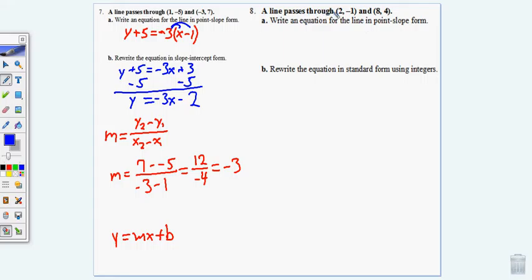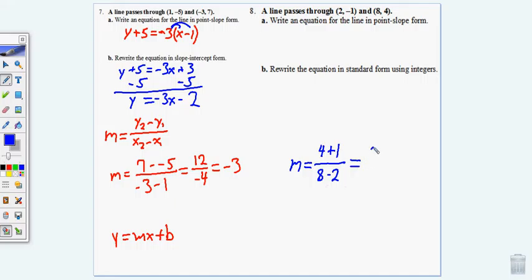A line passes through (2, -1) and (8, 4). We have new points, but we still need to find the slope and put it into point slope form. Here we go. Here's my slope. I need to subtract the y's, so 4 minus a -1, which is the same as plus. 8 minus 2.